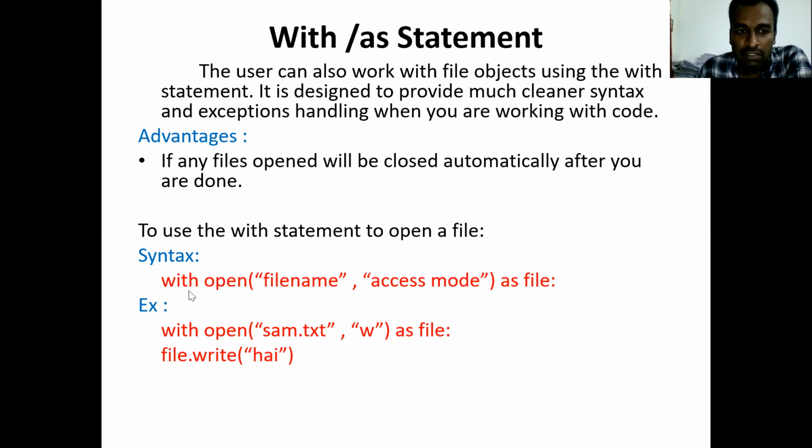The syntax for this with statement is with open of file and access mode as file. So we want to open this file with an open mode. With open of stamp.txt, write mode as file, file.write. So you have to open the file stamp.txt and write the content in the file stamp.txt. After opening that stamp.txt, you can see the content in it. That is the use of the with and as statement.